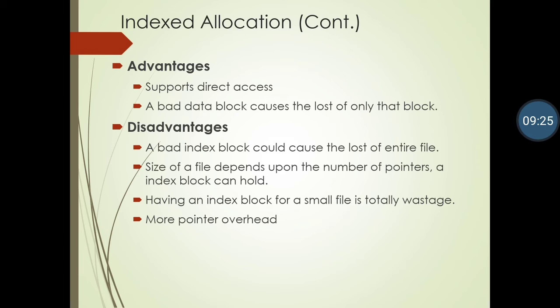So what is the advantage of indexed allocation? It supports direct access. A bad data block causes the loss of only that block. Disadvantage: a bad index block could cause the loss of the entire file. That means if the index block is corrupted, we cannot retrieve that file. The size of the file depends upon the number of pointers an index block can hold. Having an index block for a small file is a total waste. There is more pointer overhead.